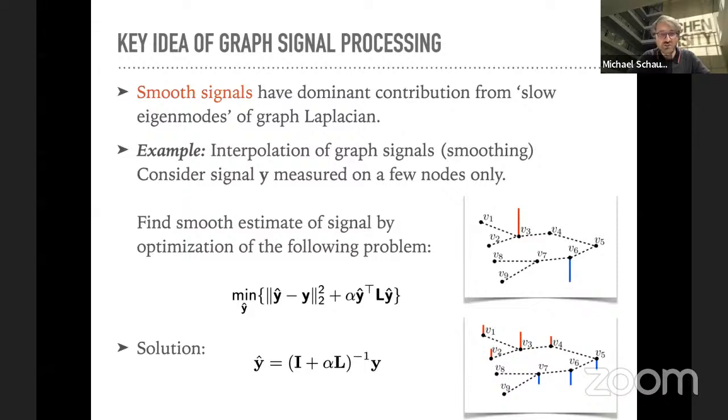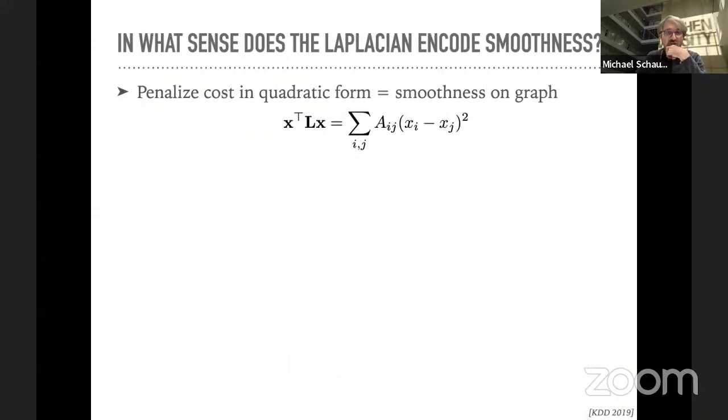If you're more from the machine learning literature, this is nothing but semi-supervised learning on graphs, actually. And the solution is a linear filter, right? So that we have the signal y, and we multiply it by some matrix, and that matrix, because of this structure with the Laplacian in it, has the eigenvectors of the Laplacian as the basis vectors there, right? And so in what sense does this Laplacian actually encode smoothness?